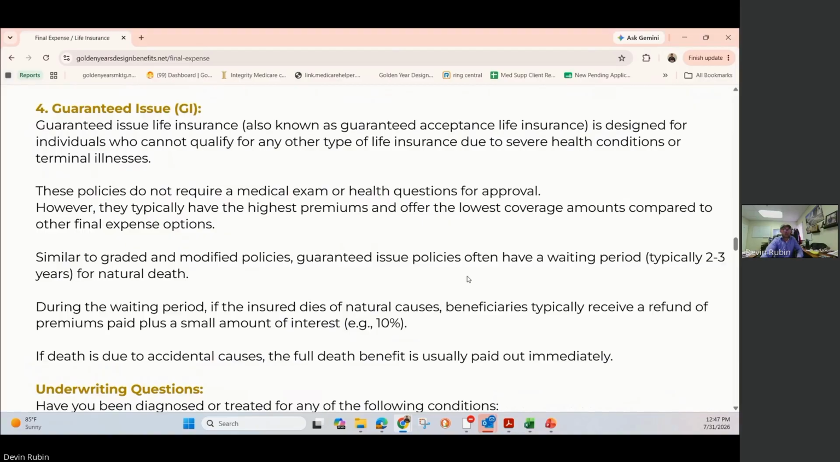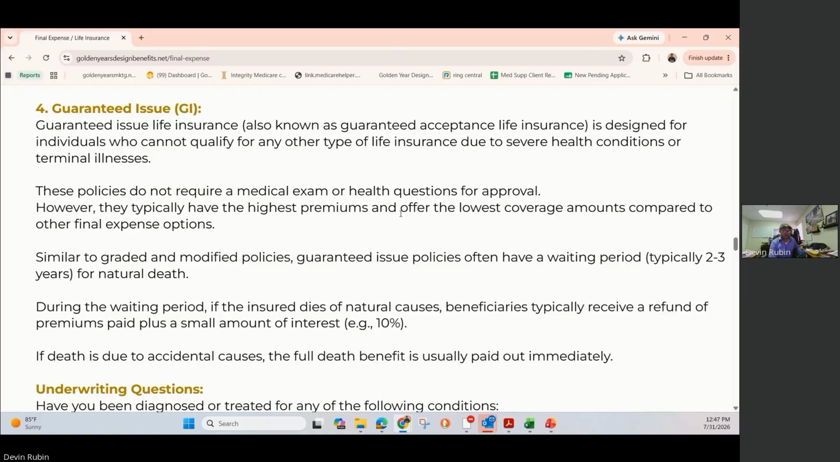These policies do not require a medical exam or a health question for approval, and they typically have the highest premium. They also offer coverage that's a little bit lower in terms of the amount that you could buy compared to a day one or a level. Typically, there's a 2 to 3 year waiting period upon natural death. During the waiting period, again, if the insured dies of natural causes, the beneficiaries typically receive a refund of the premiums paid plus a small amount of interest, usually 10%.